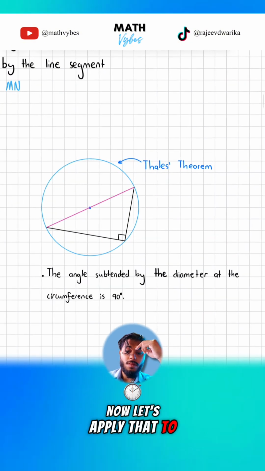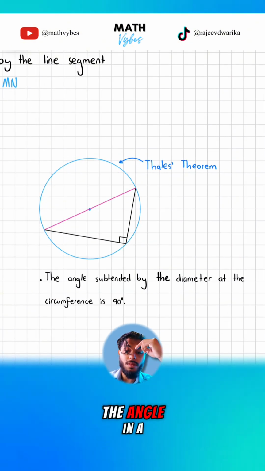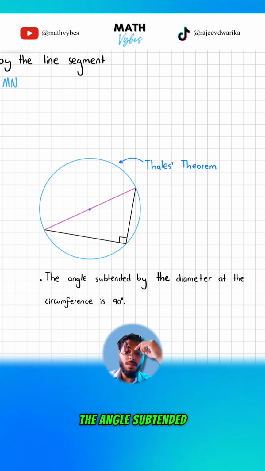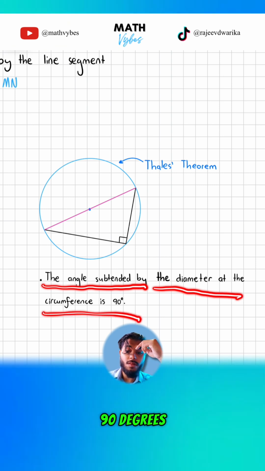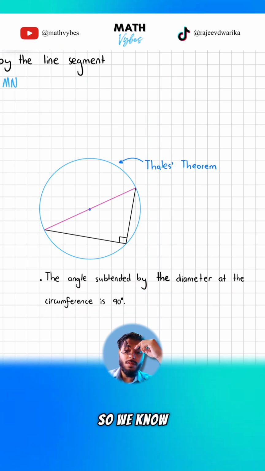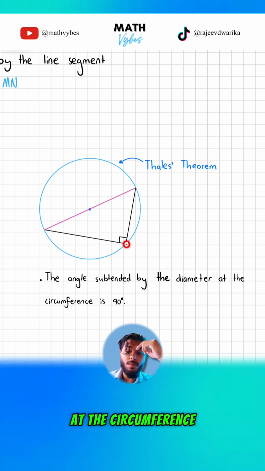Now let's apply that to Thales' theorem. What does Thales' theorem say? All of you guys would know it as the angle in a semicircle is 90 degrees, but this is the proper way to say it. So it says the angle subtended by the diameter at the circumference is 90 degrees. So let's see what they're talking about. So we know that if you have an angle in a semicircle, it's always going to be 90 degrees. So the angle at the circumference is always going to be 90.